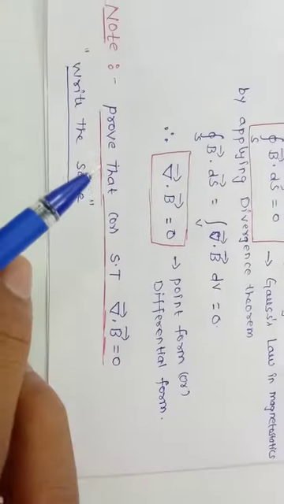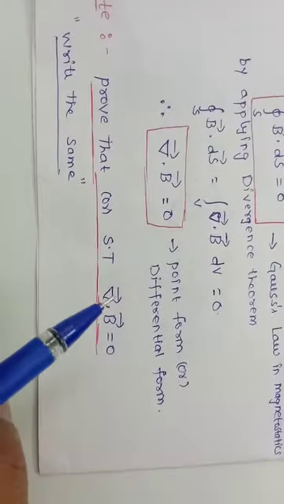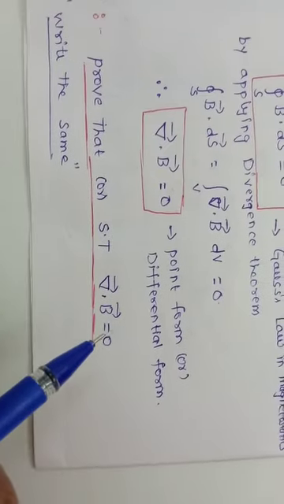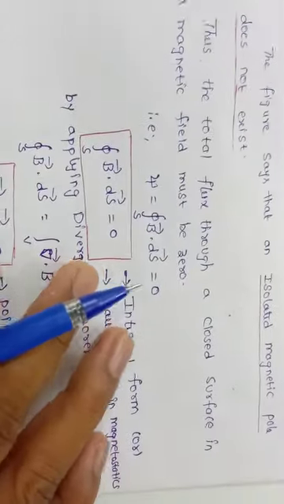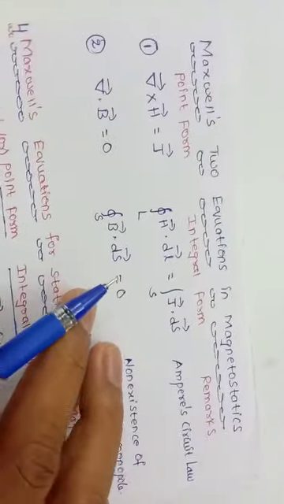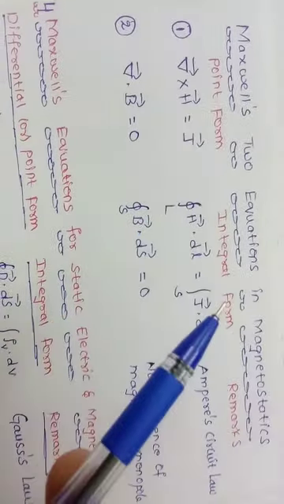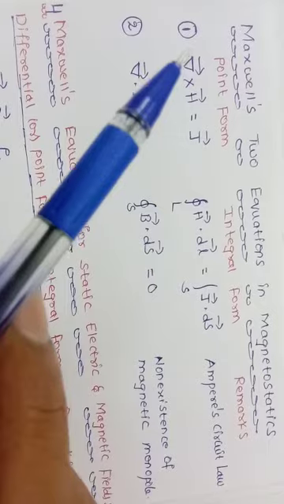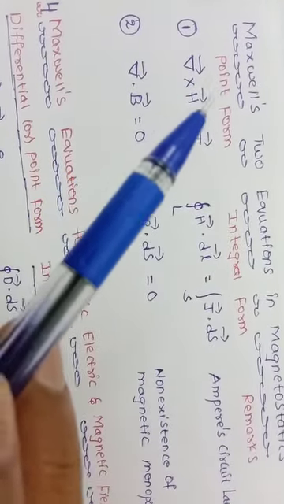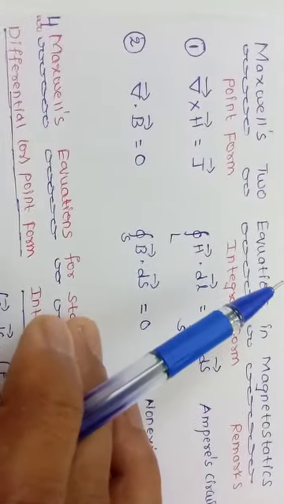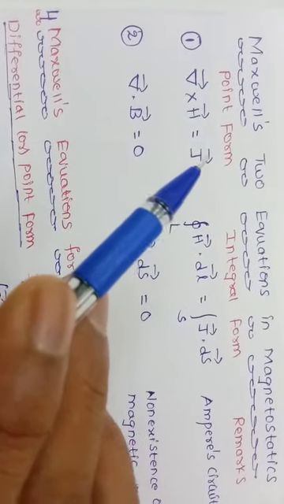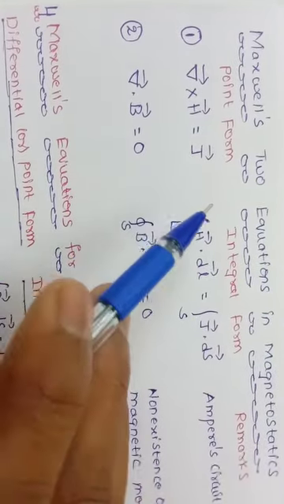This can also be asked in that manner: prove or show that the divergence of magnetic flux density is equal to 0. You have to write down the same. Now coming back to the two Maxwell's equations in magnetostatics, if you observe the point form, integral form, and remarks I have given: the first Maxwell equation says the curl of magnetic field intensity is equal to current density. This is in point form.